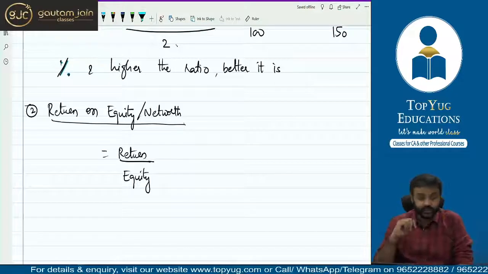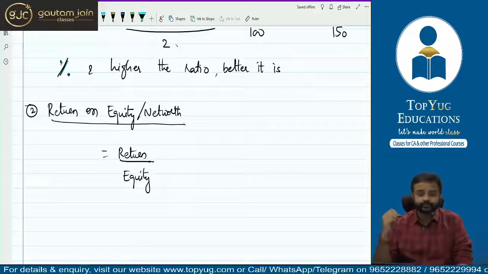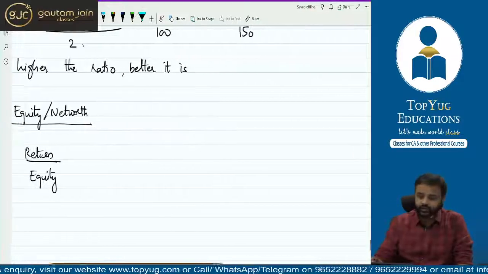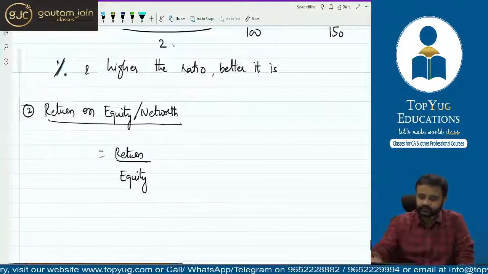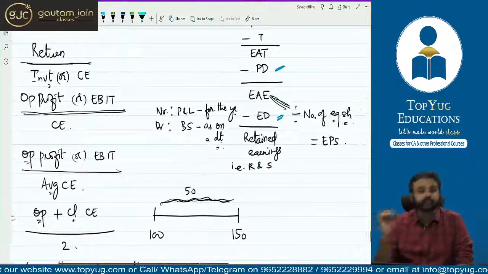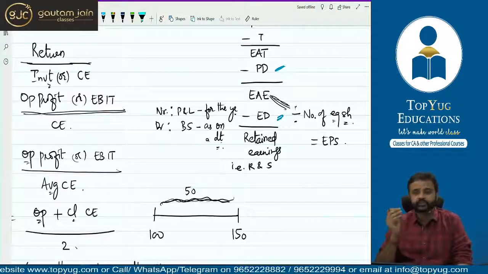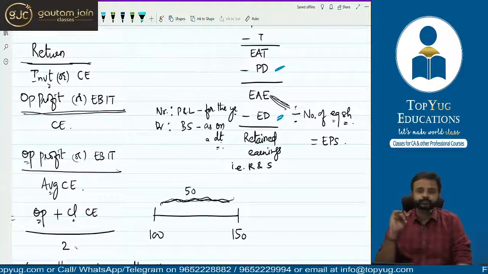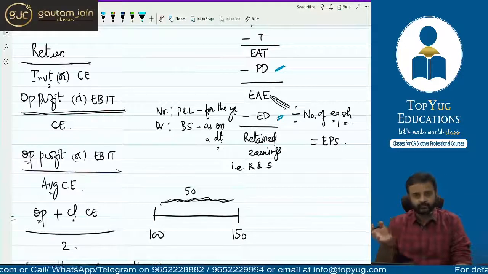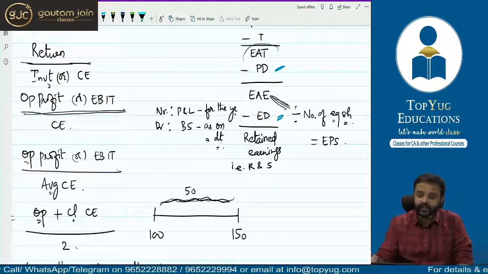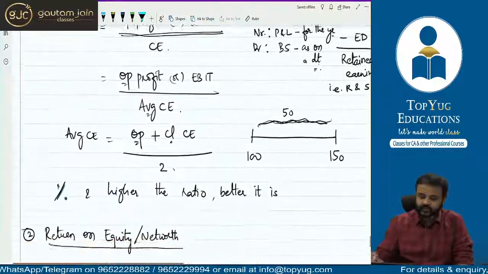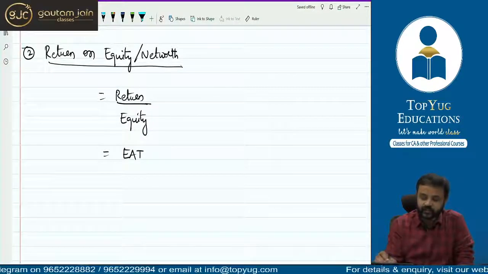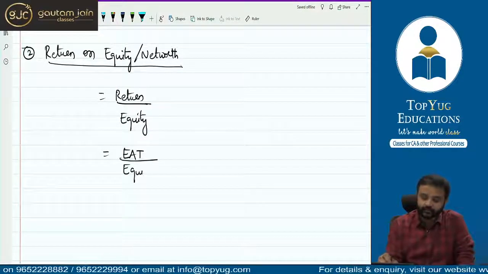Now you might ask, sir, which return do we need to take here? What is equity? Shareholders funds. So for shareholders, what do we give? Dividend. If preference shareholders, then we give preference dividend. If equity shareholders, we give equity dividend. So dividend is paid out of what? Dividend is paid out of EAT, correct? So please understand, my dear friends, when we are taking this return, we will have to take EAT, earnings after taxes, divided by equity.